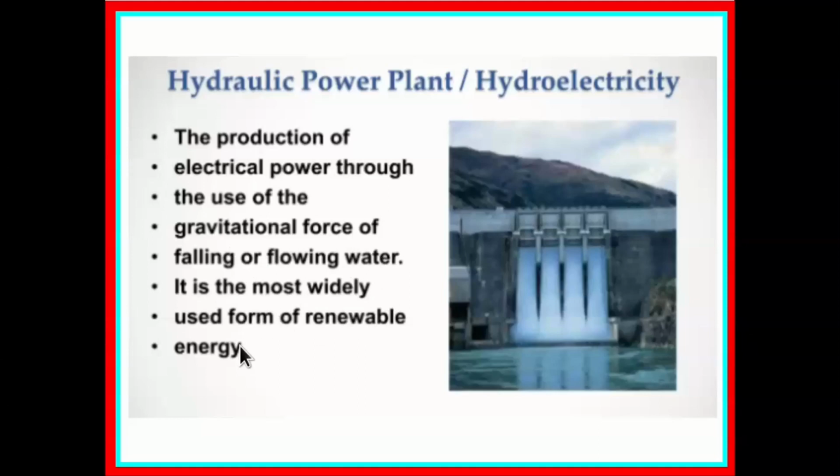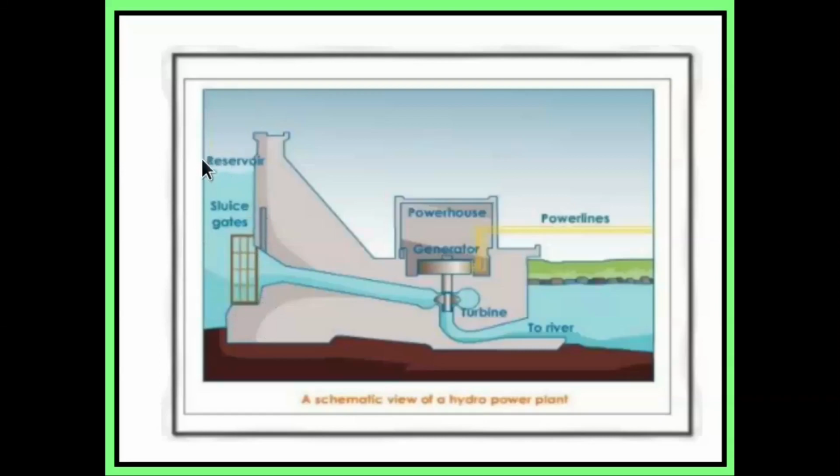So we have a large reservoir of water, and from this, water is released at a controlled rate and falls on the blades of the turbine, thereby rotating the turbine. This rotation is coupled to the shaft of the generator, where the rotor rotates, rotating the magnetic field, and the stator gets an induced EMF, which is then given to the power lines.